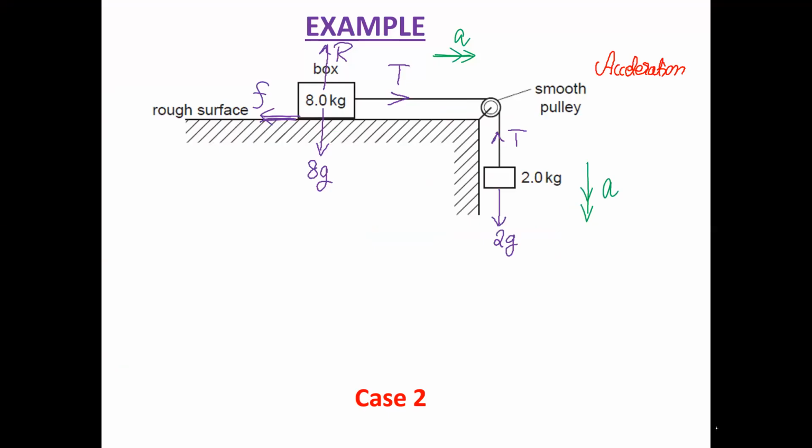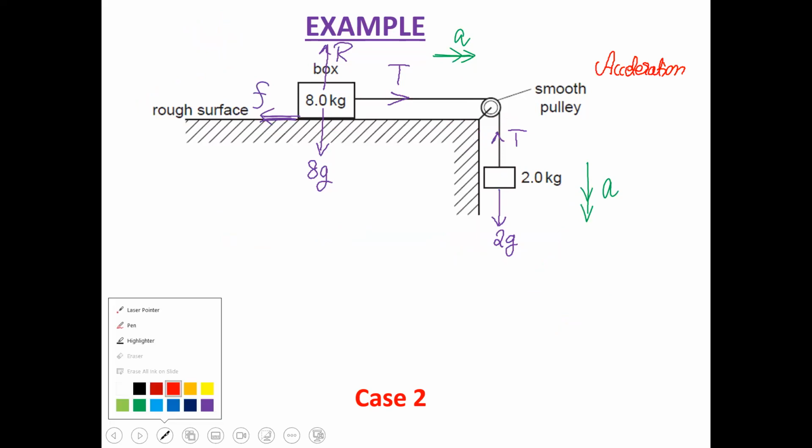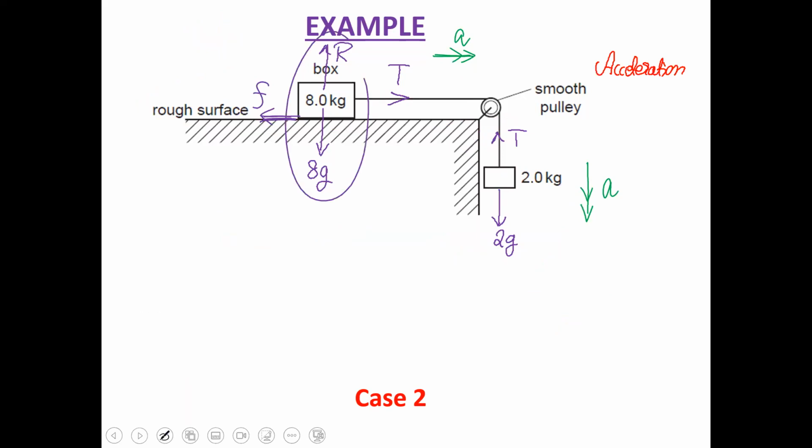Now, there is no motion in the direction of R and mg, so they will not produce any acceleration. They can be directly equated. The object of 8 kg mass is not moving in the direction of R or in the direction of 8g. So there is no motion there, and you will be just equating them.